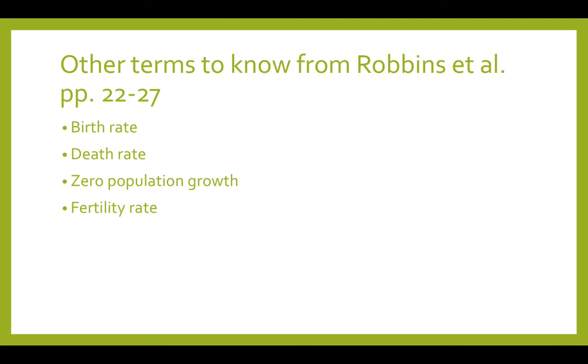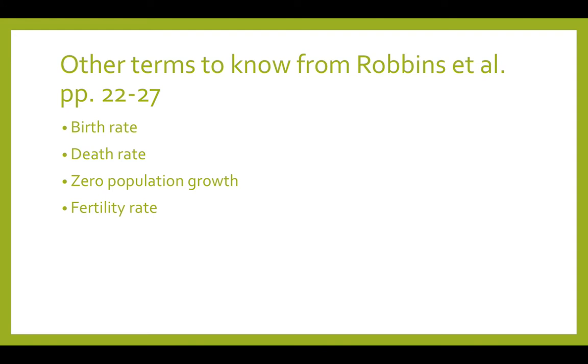To do that, first we need to remember that we've got a few more terms we have to know from that chart. So you should know what birth rate means. You should know death rate. And then zero population growth is where there are no more new people than there are people who are dying. So we get zero population growth when there is no increase in the number of people over time.